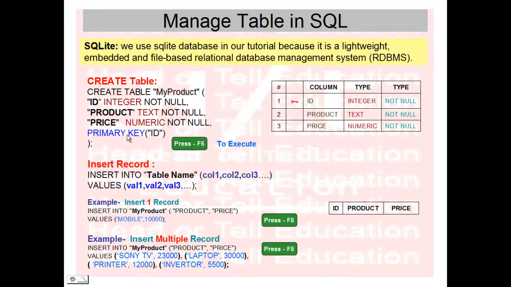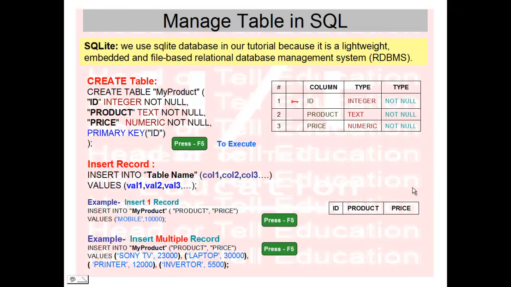Next, now the table is created. Next, insert the record. So the insert record query syntax is insert into table name and column 1, column 2, column name, then values val 1, val 2, val 3. This is the type of syntax for inserting a record.